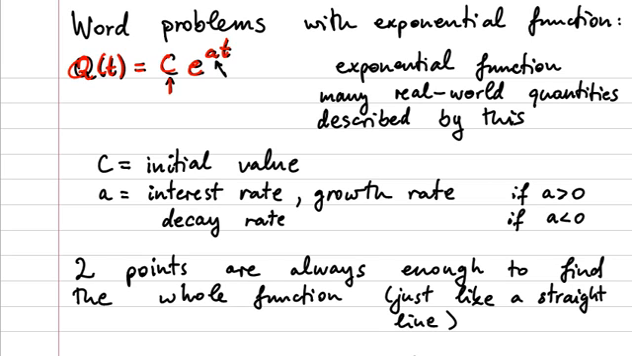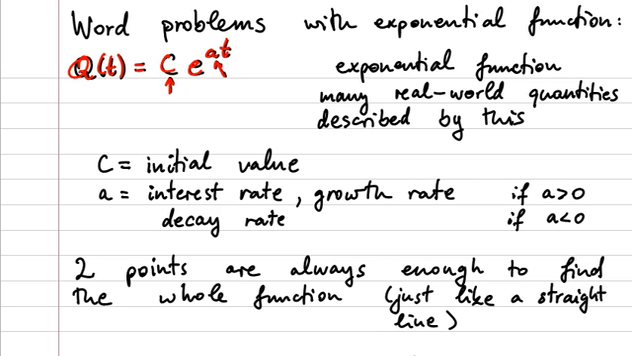C, this constant, is the initial value. And A, this other constant, is sometimes the interest rate in compounding interest. Sometimes it will be the growth rate if A is bigger than 0, and if A is less than 0, it will be the decay rate.